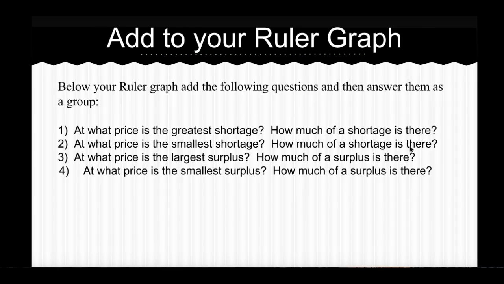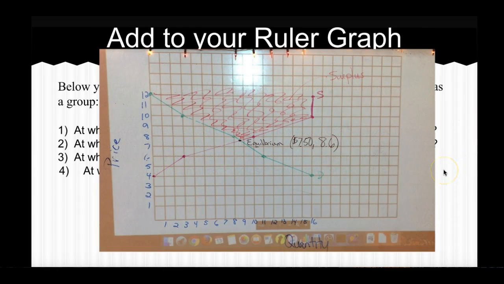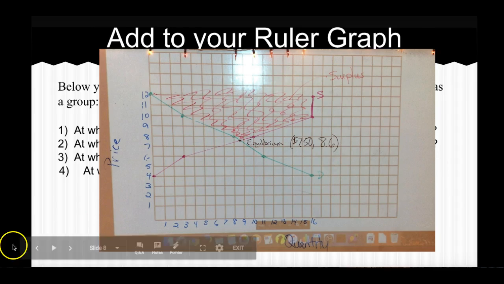Okay, so you have 4 questions that are talking about the greatest and smallest shortage and surplus, and how much of a shortage or surplus there is. So keep in mind what I gave you in notes. Now I want you to use your ruler graph that we did last week. This is what it looks like, and I want you to use that to answer those 4 questions. Work together as a group, see what you guys can come up with.